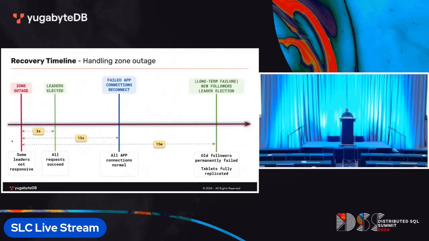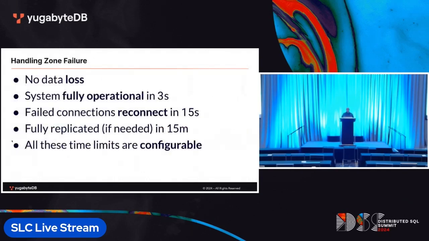So let's go over the recovery timeline. From the point the zone outage occurs, it takes about 3 seconds for all requests to succeed. Because of TCP timeouts, failed app connections might take up to 10, 15 seconds. One other key thing which Yugabyte does behind the scenes is, if by 15 minutes the failed nodes don't come back online, new followers are created to guarantee the RF of 3, because the tablets which were present on that failed zone are under-replicated. So the key takeaways when this zone failure happens: no data loss, the system is fully operational within 3 seconds, failed connections will reconnect in about 15 seconds, and the data is fully replicated again if your node or zone has been out for 15 minutes.